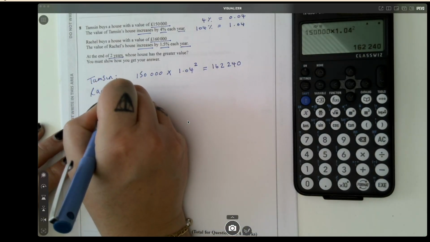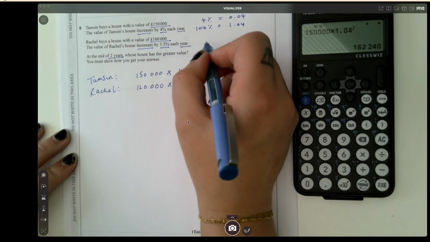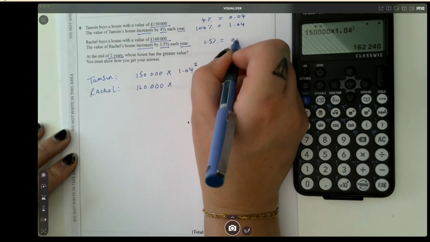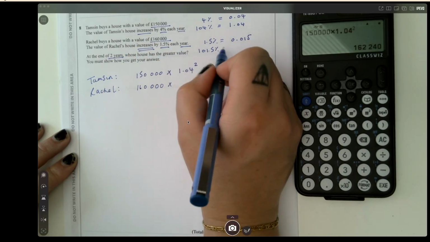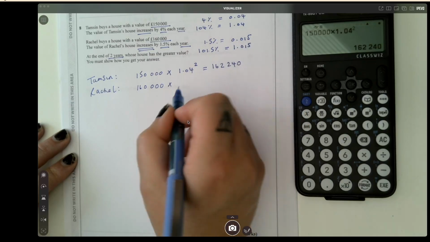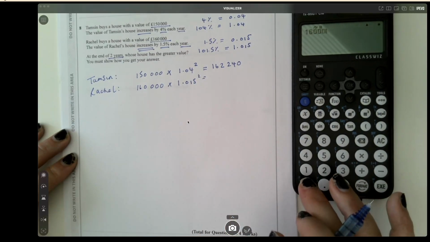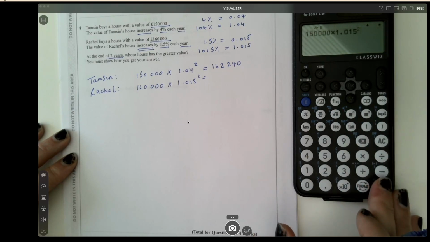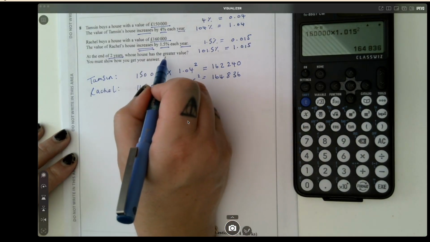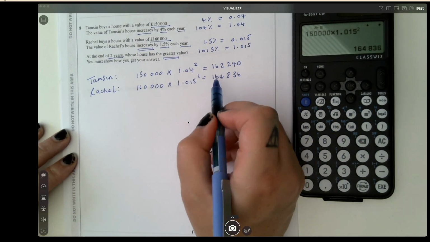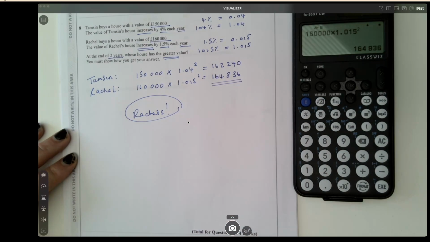Let's do the same for Rachel. So Rachel's was £160,000, increasing by 1.5%. So 1.5% is 0.015. So 101.5%, because it's that increase, is equal to 1.015. So 1.015, still to the power of 2 years, is 164,836. Whose house has the greater value? Well, Rachel's has the greater value, so you can write Rachel's nice and clearly for them to see.